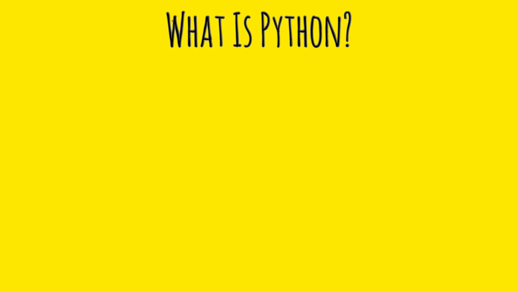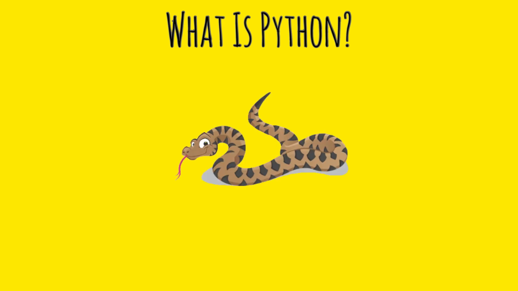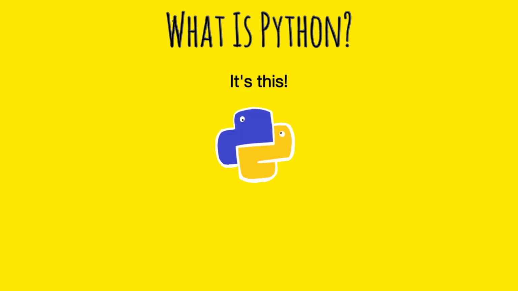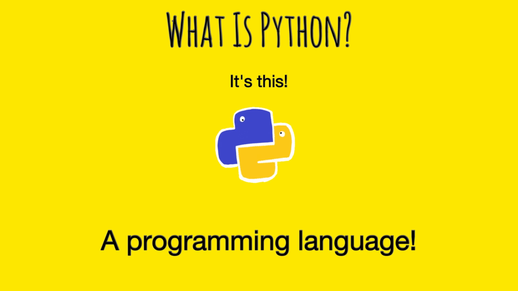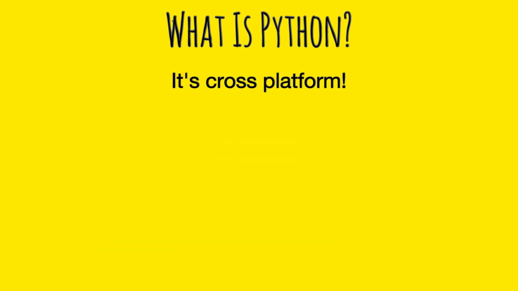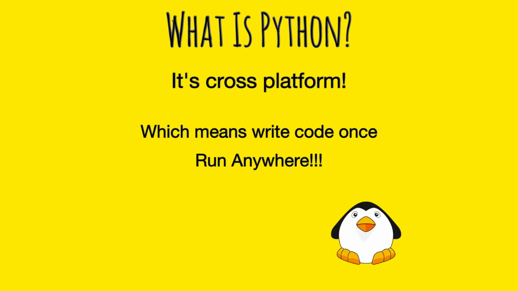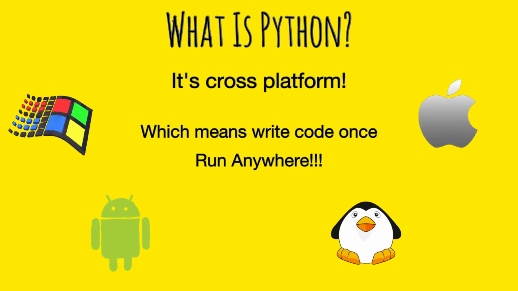So, what is Python? It is a snake though, but we are not learning about animals here, right? So, in our context, Python is a high level programming language which is easy to read and simple to implement. It is cross platform, which means you just have to write code once and you can run it anywhere. By anywhere, I mean operating systems such as Linux, Android, iOS, or Windows.